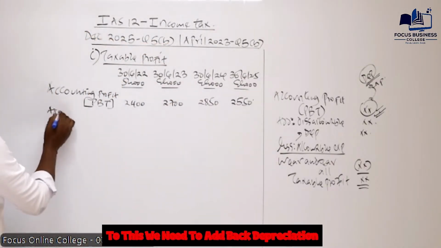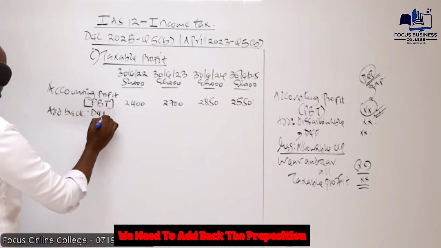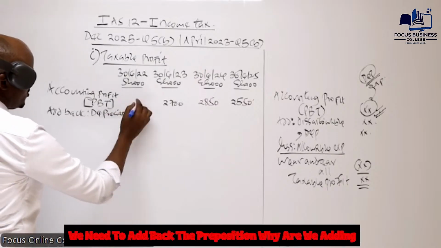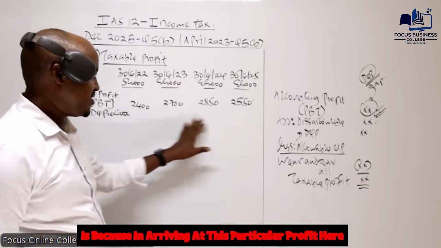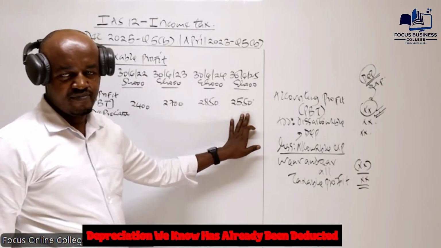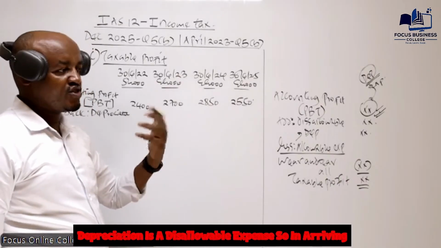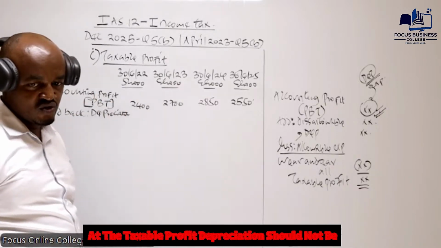To this, we need to add back depreciation. Why are we adding back depreciation? It is because in arriving at this particular profit here, depreciation we know has already been deducted, but depreciation is not an allowable expense. Depreciation is a disallowable expense. So in arriving at the taxable profit, depreciation should not be deducted.